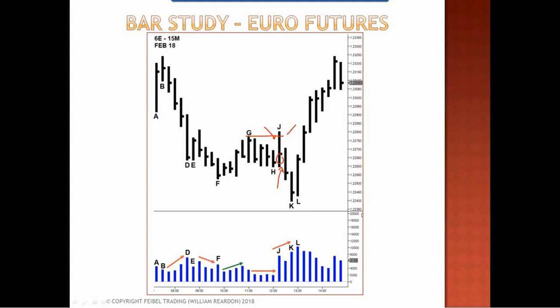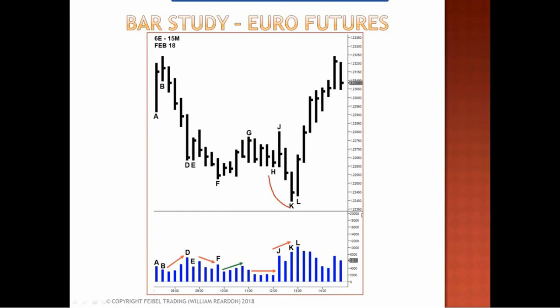We know demand is in the market because they were able to push it up from the lows, then sellers came in, and then buyers came in again. They had two bouts of buying. Okay? Then from J to K, we fall.